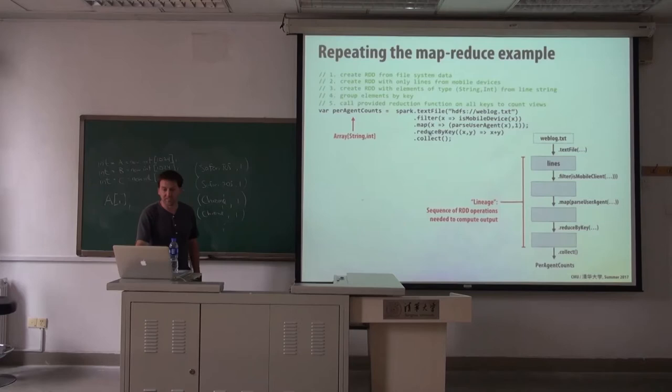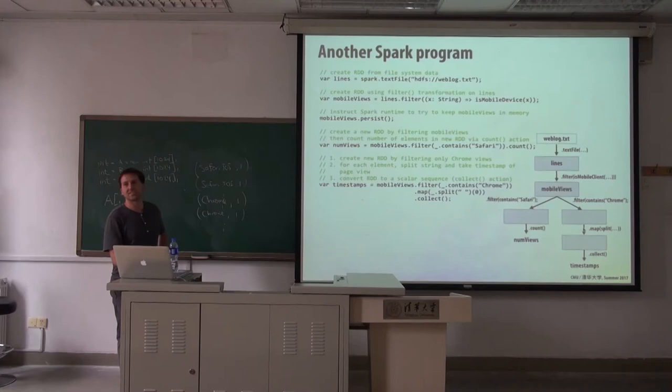Let me just give you one more example just to help. Here's another one, and I just want to make sure it's clear that the dependency graph need not be a single pipeline. It can branch out. So again, we loaded the file, we filtered out the lines, and then we did two different filters. One is we filtered out by Chrome browser, the other one we filtered out by Safari browser. For all the Safaris, we just counted how many there were. For all the Chromes, we parsed the file a little bit more. So this is also a valid program.